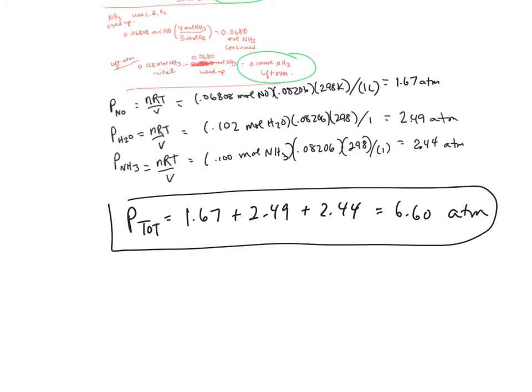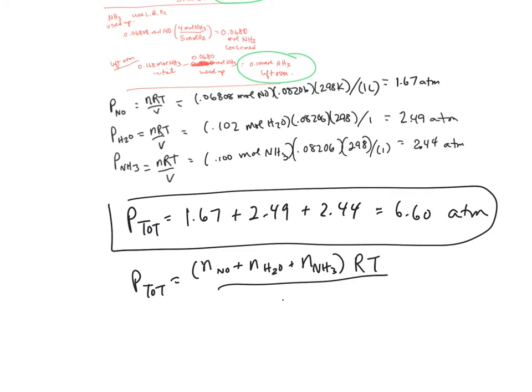It just depends on whether the question asks for the individual pressures to be added together to get the total, or if it just wants the total, because the other way to do it would be to say P total would be equal to nRT over V, so it would be the number of moles of nitric oxide plus the number of moles of water plus the number of moles of leftover ammonia times RT divided by V, right? You get the same answer instead of having to convert to each individual partial pressure.